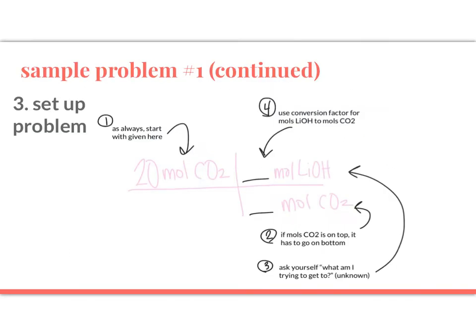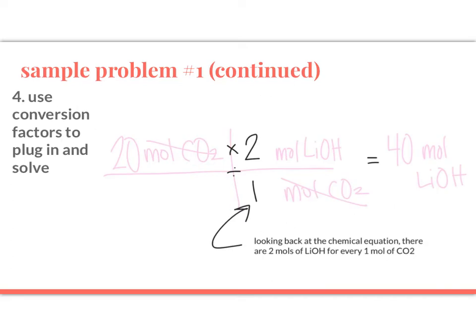So, you set up the problem like normal. Your given was 20 moles of CO2. If you have moles of CO2 on top, you have moles of CO2 on the bottom. We're trying to get to moles of lithium hydroxide, and you can go from moles to moles, okay? But remember, you don't have to fill in the numbers yet. But to get those numbers, you have to look at the balanced equation. And for every 1 mole of CO2, you need 2 moles of lithium hydroxide. Do your math, so multiply everything across the top and get 40. Divided by 1 is 40 moles of lithium hydroxide.